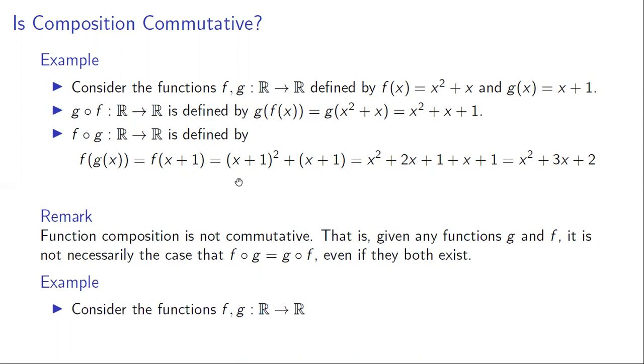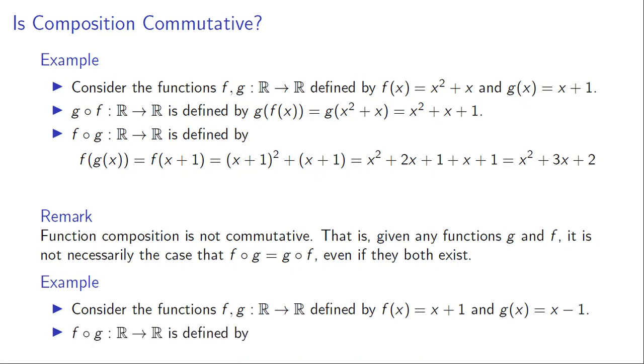So here's an example. Consider two more functions, f and g, from R to R, defined by f of x equals x plus 1 and g of x equals x minus 1. Okay, now these are two different functions. One does x plus 1, one does x minus 1. Now let's find the compositions. So f circle g is a new function from R to R, defined by f of g of x. So g of x is x minus 1. So that's f of x minus 1. Now, f of x says take the input and add 1 to it. So we have x minus 1 plus 1, and that comes out to be x. So f of g of x is just equal to x.